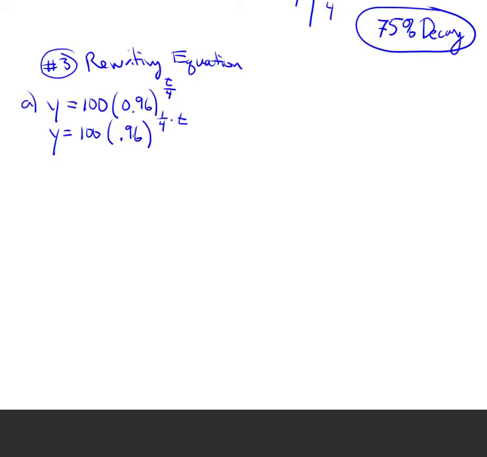So now I'm going to think, oh, that 1/4 could go inside. I could regroup it because it is just exponents. So 0.96 to the 1/4, and then I know that that 1/4 could be rewritten in a way that's a little easier for me to understand: the fourth root of 0.96, to the power of t.